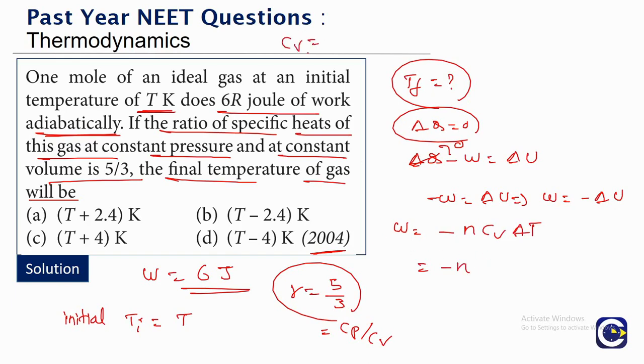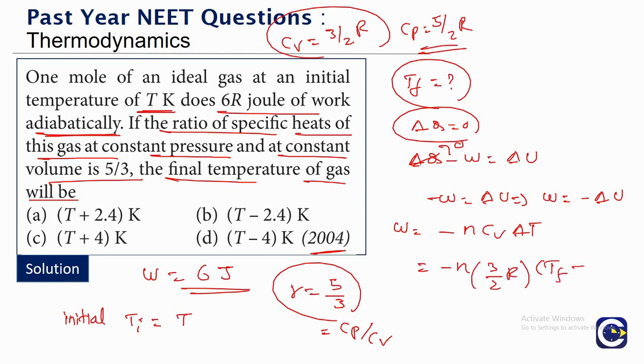For a gas whose gamma is 5/3, Cv will be 3/2 R, and Cp will be 5/2 R. It is the monoatomic gas, right? So in place of Cv, we will substitute 3/2 into R, into delta T, which means T final minus T initial. T initial is T, that they are already giving us. So W is given as 6R joule.